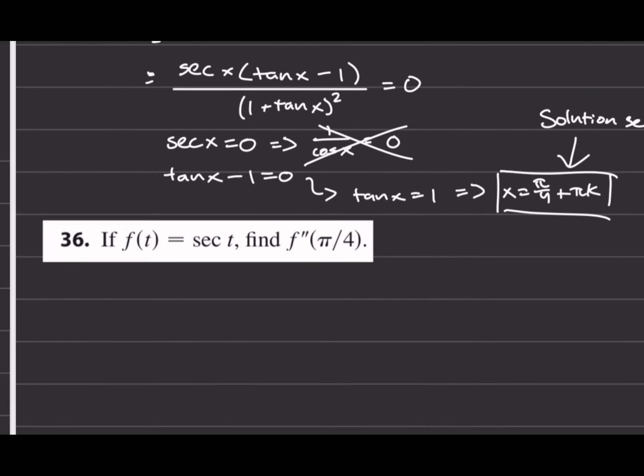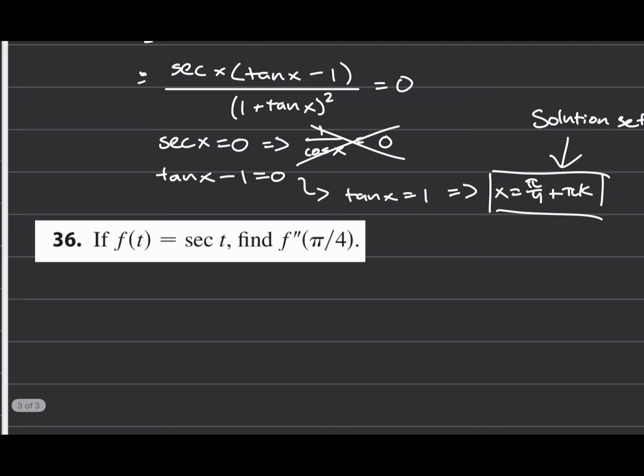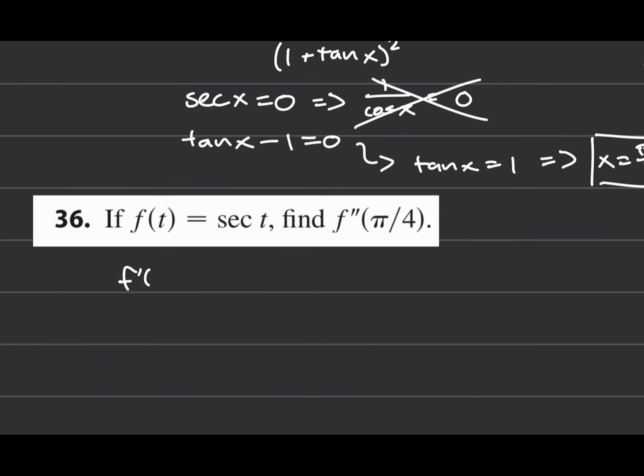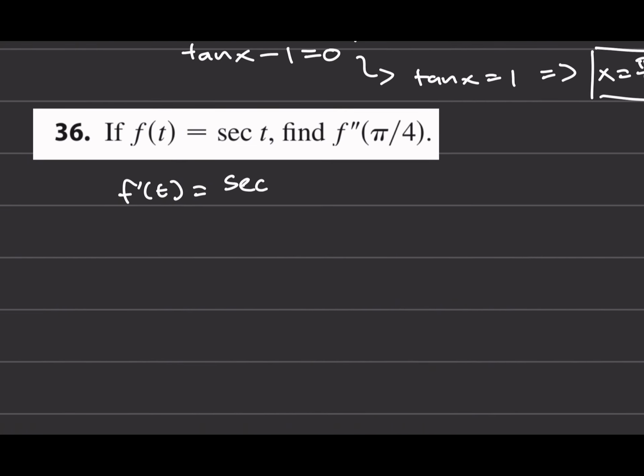Next problem is asking, if f of t is equal to secant of t, find f double prime of pi over 4. Not as bad as the last one. We're just taking derivatives here, right? So f prime of t is going to be secant t times tangent t, right? From the table. Now, what is f double prime of t? Well, we're going to have to use the product rule for this one.